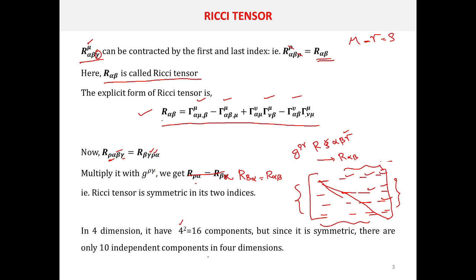Also we can contract this Ricci tensor R alpha beta again by simply multiplying it with G alpha beta. So when you multiply these two, this particular tensor becomes R, that is a scalar, where R is called the Ricci scalar, or scalar curvature, or total curvature. Okay, thank you.